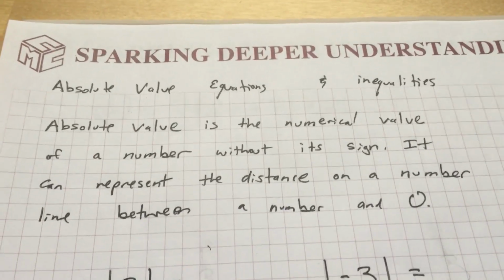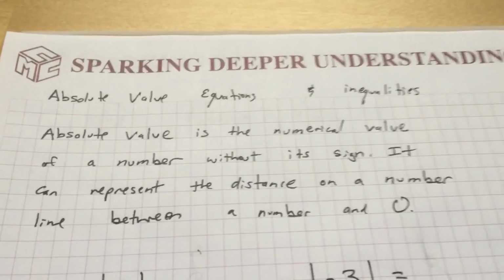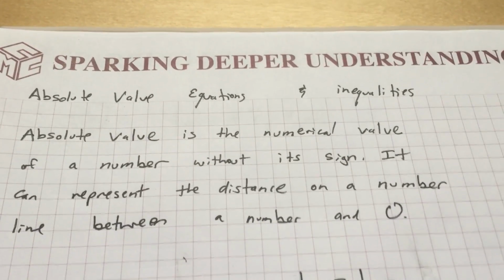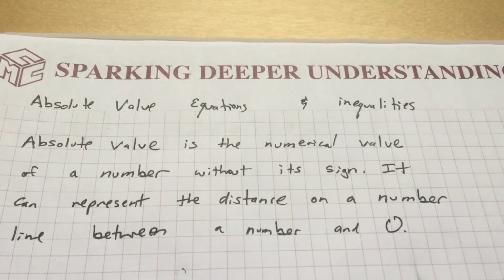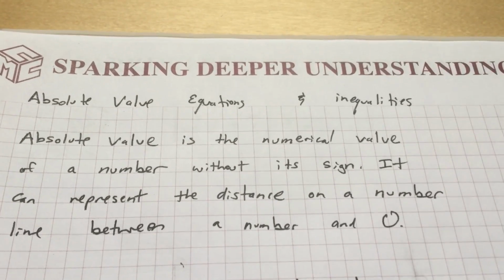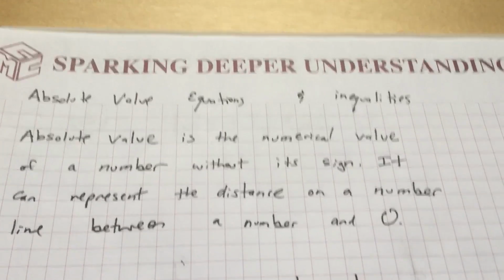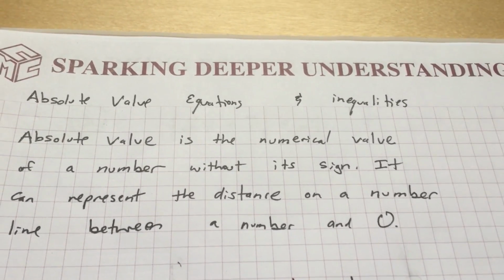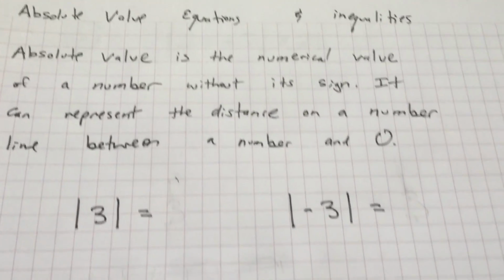So this video is about solving absolute value equations as well as inequalities. So the first thing we want to do is describe what an absolute value is. The absolute value is the numerical value of a number without its sign. It can represent the distance on a number line between a number and 0.